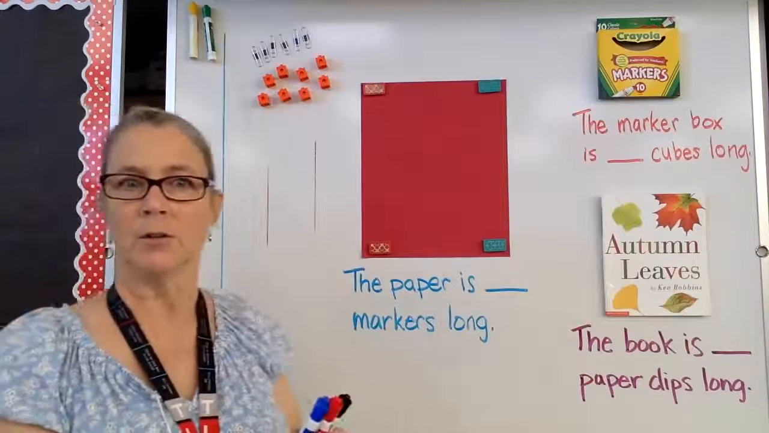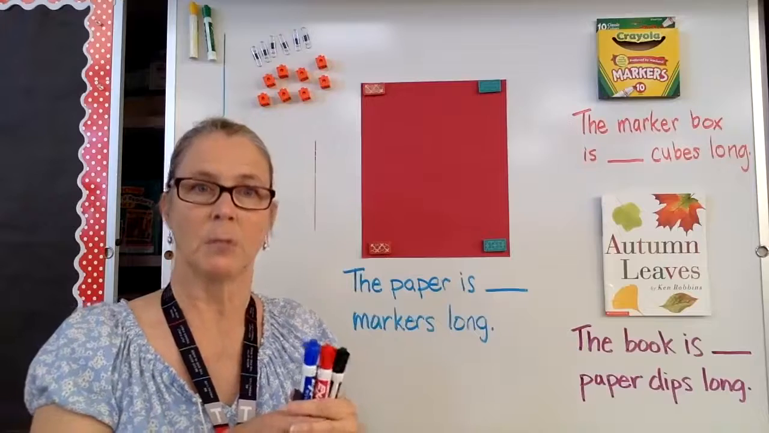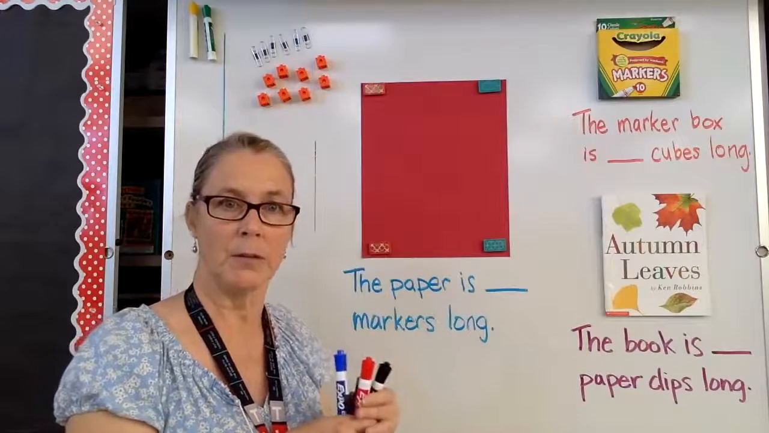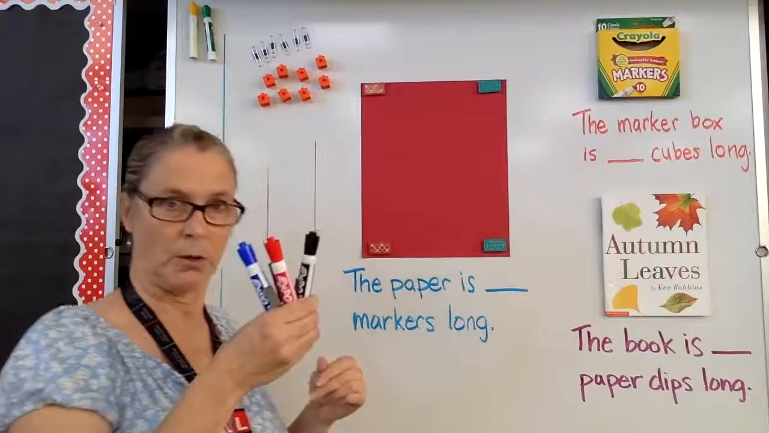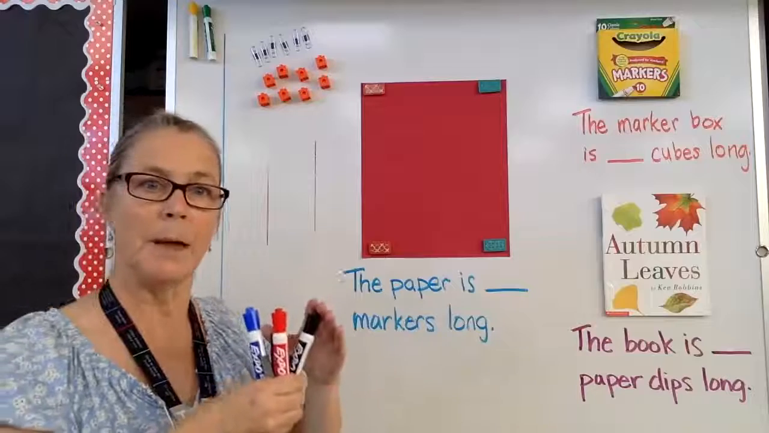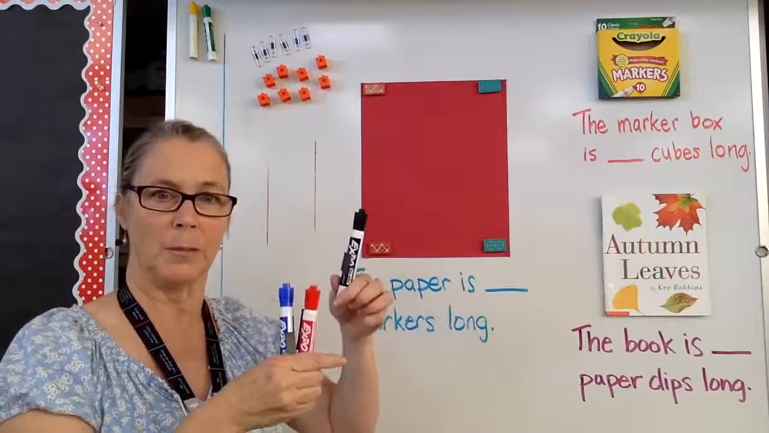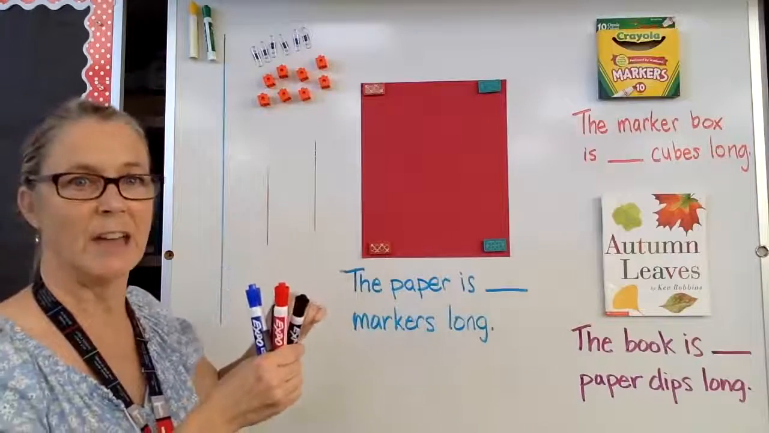So let me model to you how we use our non-standard units to measure a line, and then I will demonstrate how we measure other objects. Okay, so when we use our non-standard objects like markers, we're going to line them up end to end. That means there will be no gaps and there will be no spaces. They have to touch end to end.